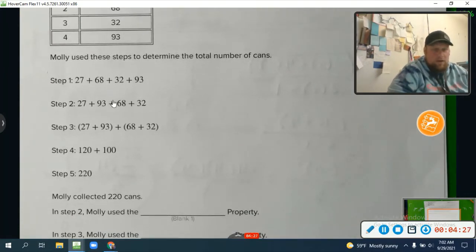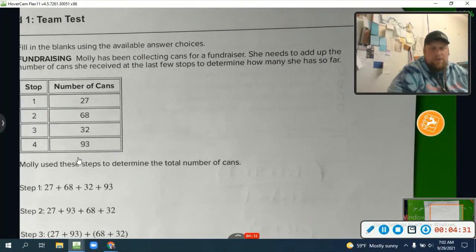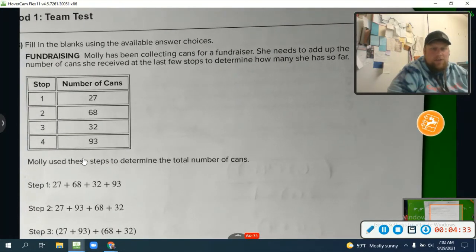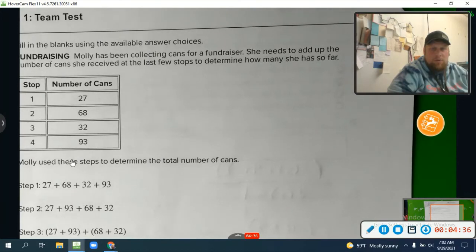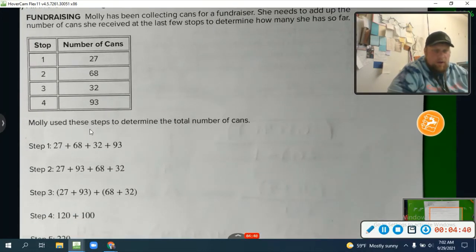So it's kind of a long one, so we're going to look at it. Molly has been collecting cans for a fundraiser. She needs to add up the number of cans she received at the last few stops to determine how many she has so far. And it tells us the cost of them and all that. Molly used these steps to determine the total number of cans.